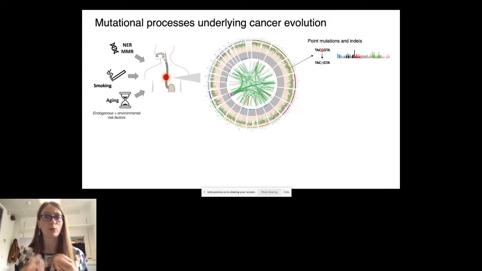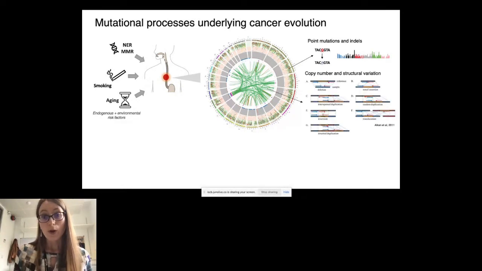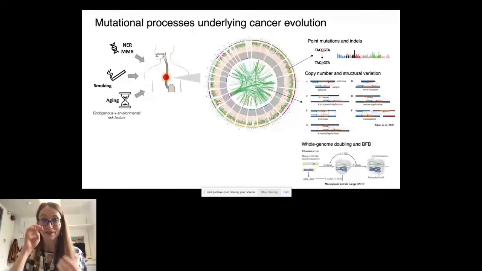We do see an accumulation of single base substitutions that are not just randomly distributed throughout the genome, but they do follow certain patterns, and I'll be talking about that a lot in today's talk. But we also see other types of alterations, such as changes in the copy number of different segments in the genome, or inversions, translocations, different types of structural variation. Beyond this, we can see larger scale events as well.